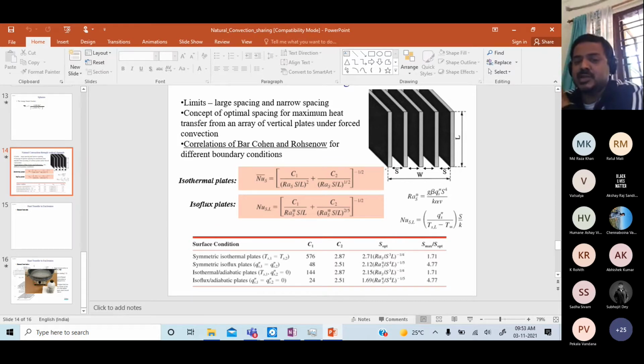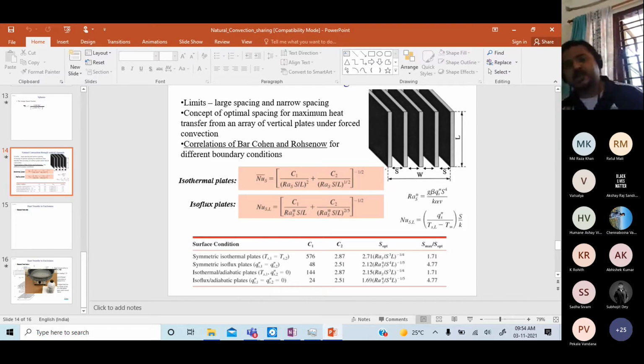The optimal spacing, as you can see, depends on the Rayleigh number, definitely, or the Rayleigh star, the spacing and the length. And the maximum spacing, definitely, as you can see, is higher than optimal spacing by a factor of 1.71 and 4.77, depending on isothermal or isoflux. So again, to summarize, S max corresponds to the spacing when the heat transfer per plate is the maximum. And S opt is when the heat transfer from the whole array of plates is maximum. And that depends on both the average heat transfer coefficient as well as the surface area, which in turn depends on the number of plates you can accommodate over a given width.